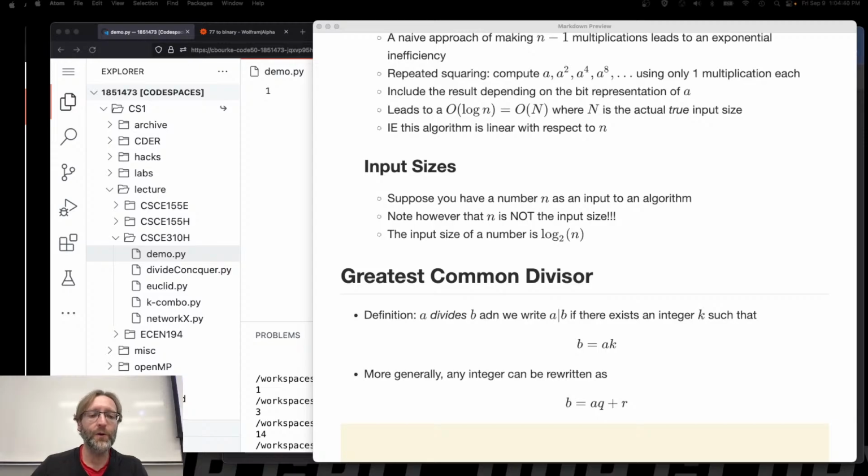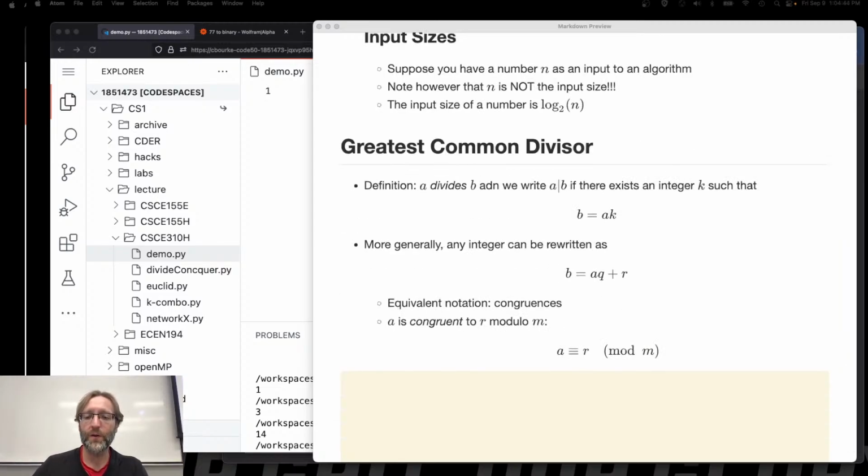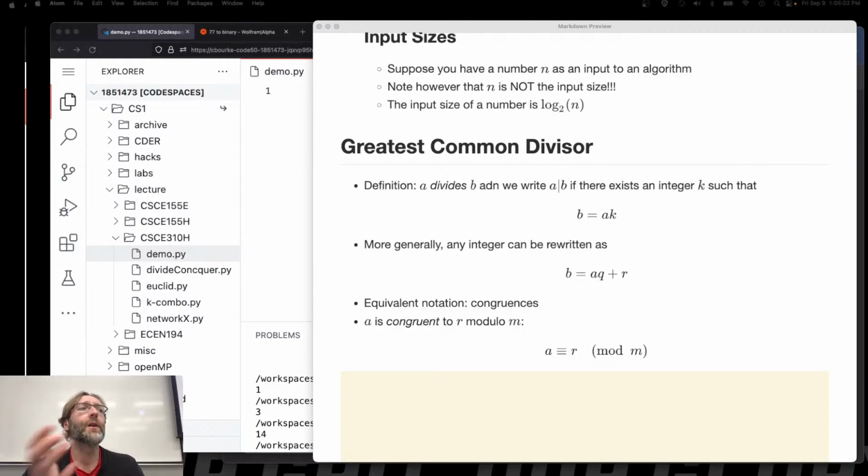You can also have congruences. You can do something like this. An equivalent notation is a congruence, that we can say that A is congruent to R mod M, and we would write that A is congruent to R mod M. Now you might have heard the word congruent in other contexts, like two triangles are congruent, if they have some similarity.